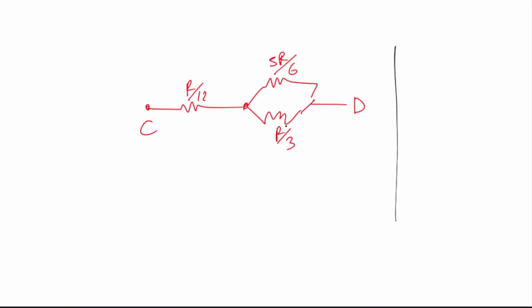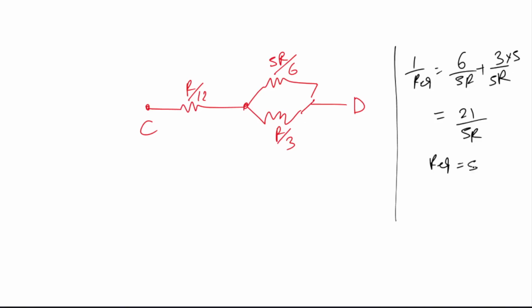So these two, first add them in parallel. So 1/r equivalent is 6/5r plus 3/r. Okay. So this will be equal to how much? Write 5 for this. This is 5. So this is equal to 21/5r. So r equivalent is equal to 5r by 21. So this is basically nothing but r by 12 in series with 5r by 21. And this is your C, this is your D.